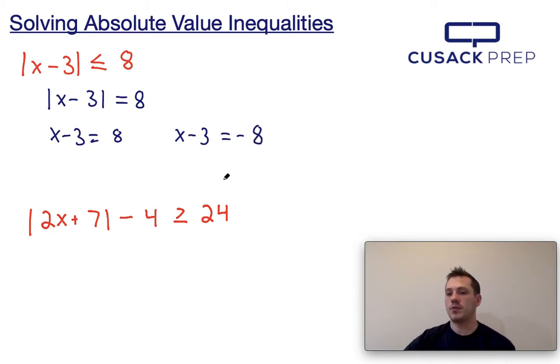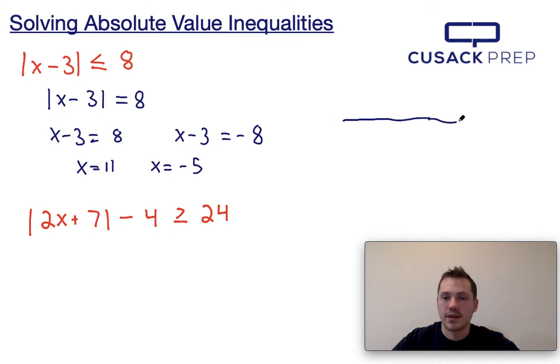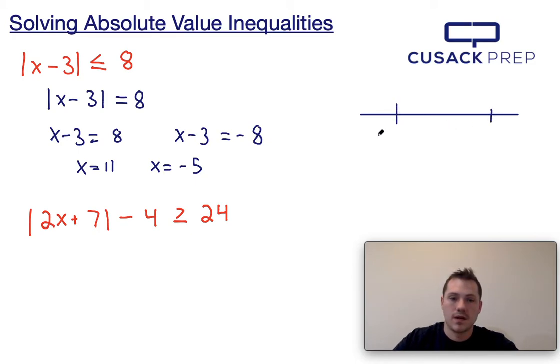When we do that, we can then solve for x by adding 3 in both cases. So for this first one, I get x equals 11. And for the second one, I get x is equal to negative 5. Now that we have those numbers, we can go ahead and set up a sign chart. On the sign chart, I'm going to put 11, and I'm going to put negative 5. Here's negative 5, and here's 11.